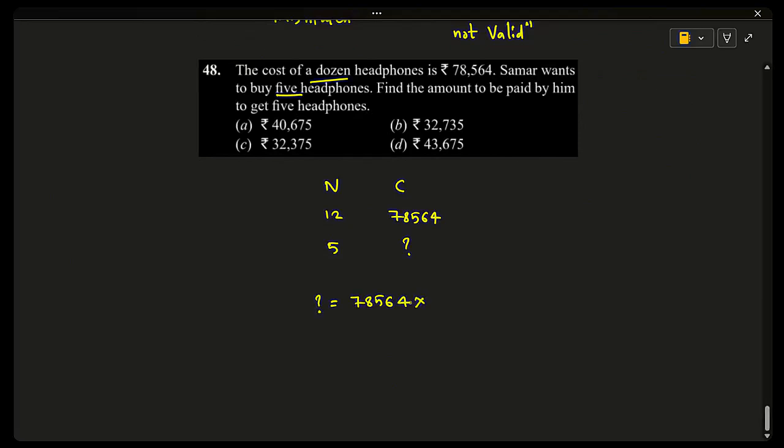Now just ask yourself, 12 headphones cost this much and 5 headphones cost definitely less than that. So we expect a less answer, right? Less by more, that is 5 by 12. So simplify this to get the answer. 12 sixes are 72, 6 is remaining, 65, 12 fives are 60, 5 is remaining, 56, and 12 fours are 48, 84, 12 sevens are 84. So 6547 into 8. Let me do the rough work. So we will be getting 32,735. That is option B is correct.